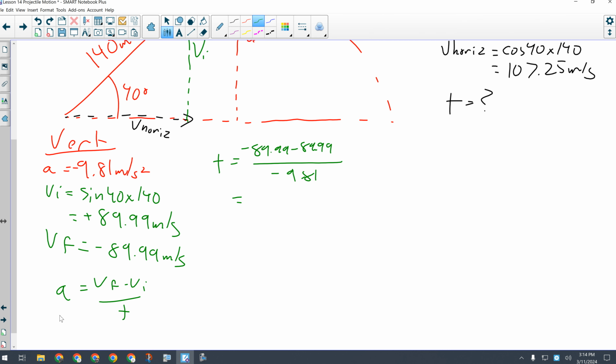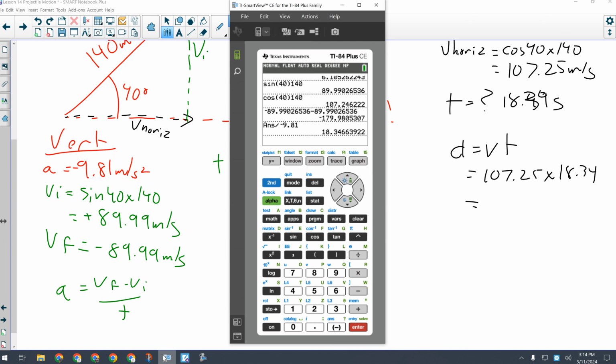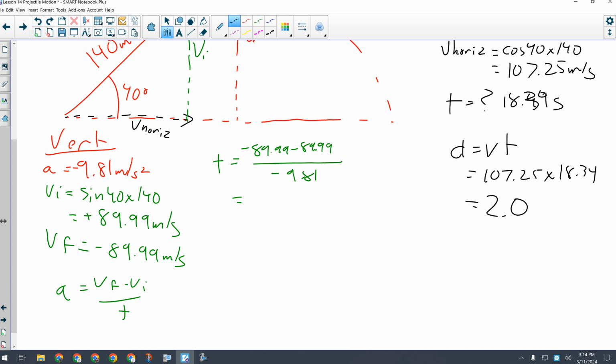Now that I know that number, I can bring it over here with my horizontal information, 18.34 seconds. D equals V times T. I take my 107.25 and multiply it by 18.34. Of course, I keep all the decimals and I don't use those rounded off values. We only have two significant digits, so that's going to end up being 2.0 times 10 to the 3 meters, or 2 kilometers.